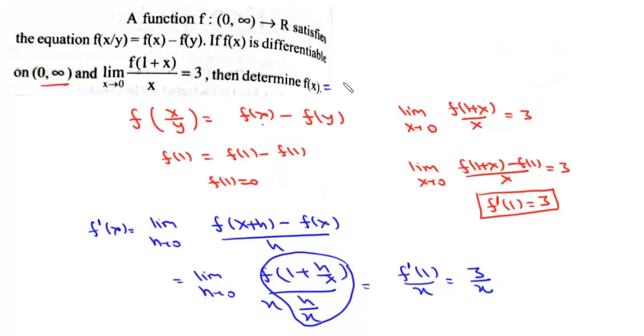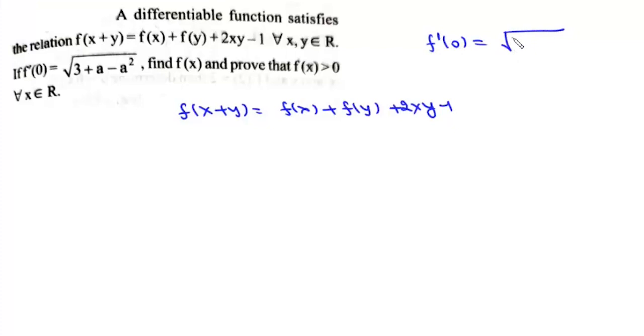So this f(x) is simply 3 log x, and that is the answer to this question. Now the question is: a differentiable function satisfies this relation, f(x+y) = f(x) + f(y) + 2xy - 1 for all x, y belongs to R, and says if f'(0) is under root of 3 + a - a², find f(x) and prove that f(x) is greater than 0 for all x belongs to R.